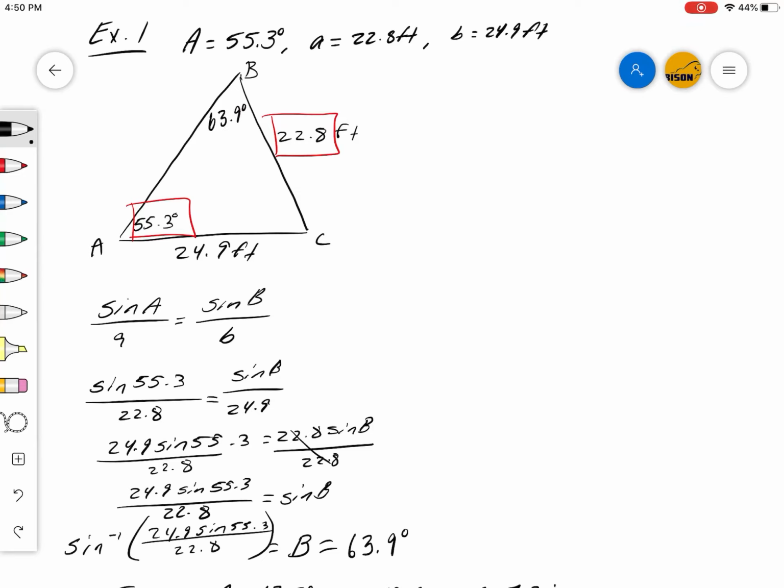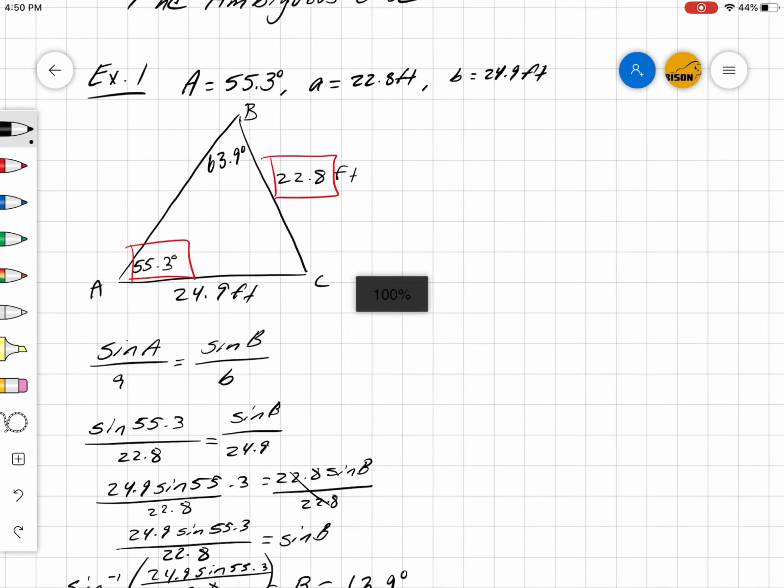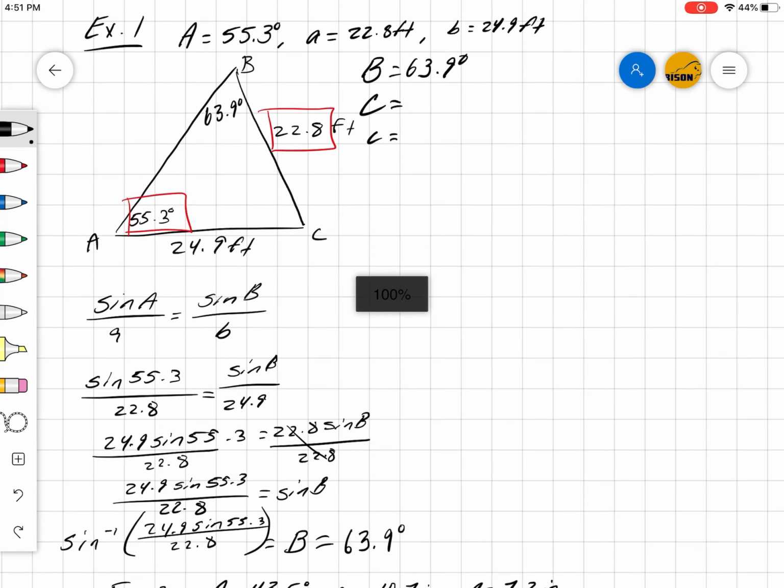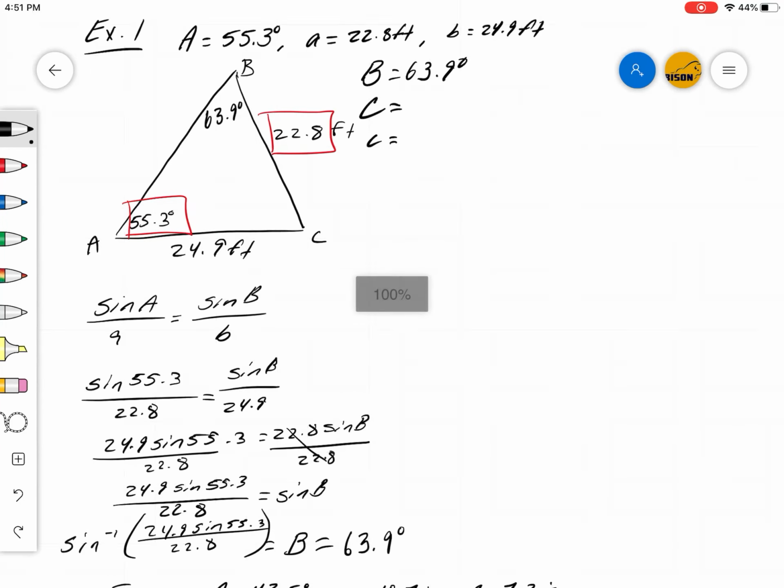So I'm going to go ahead and put 63.9 degrees up here as B. If you want to make your answers as a list, feel free. If you want to list out like angle B is 63.9 degrees, and then we're going to be finding angle C, and we're also going to be finding side C. So feel free to make your answers a list like that if you want.